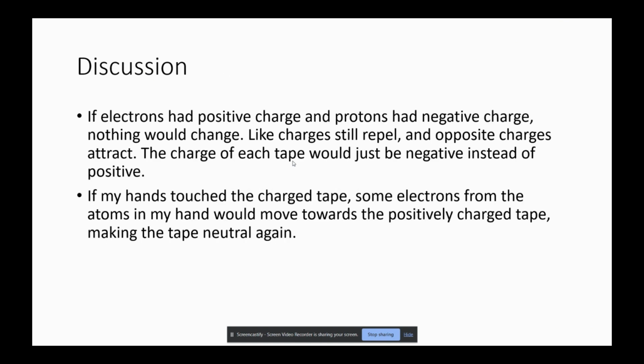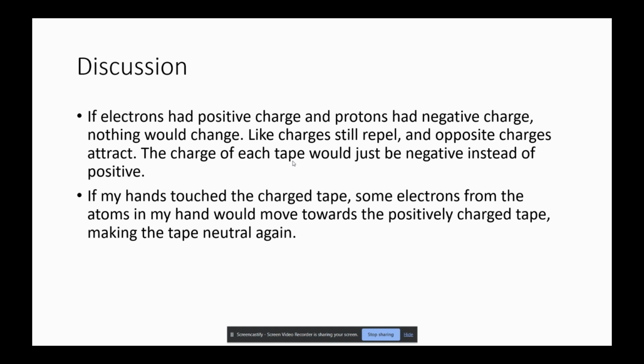If electrons had a positive charge and protons had a negative charge, nothing would change. Like charges still repel and opposite charges attract. The interactions I saw would still be the same. The only difference is that the charge of each tape would just be negative instead of positive.